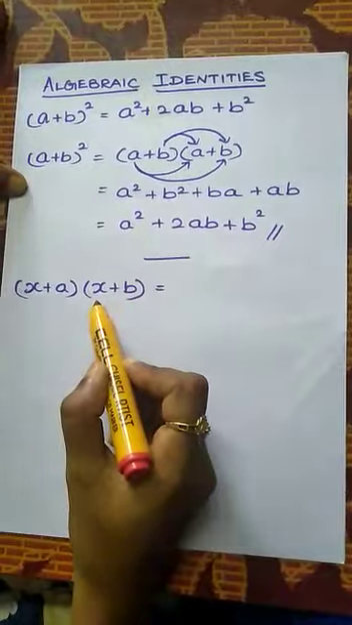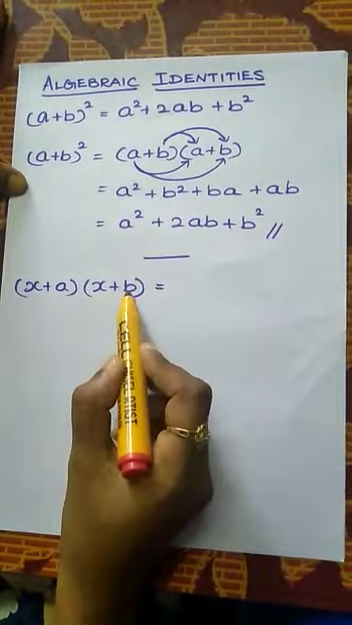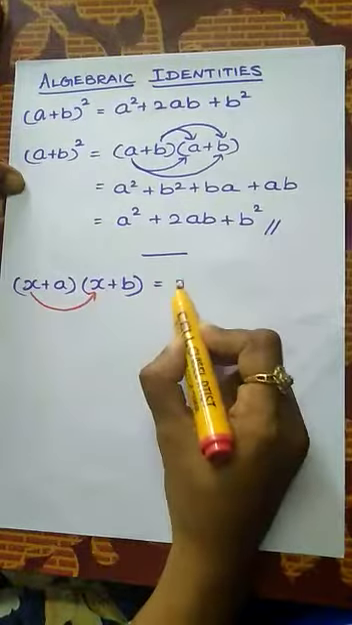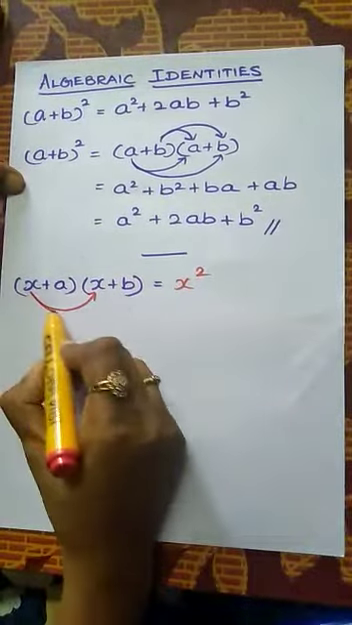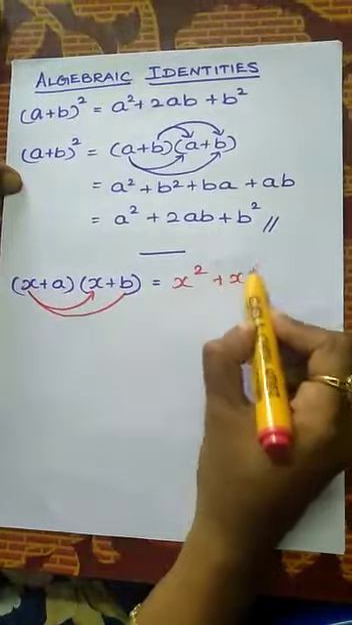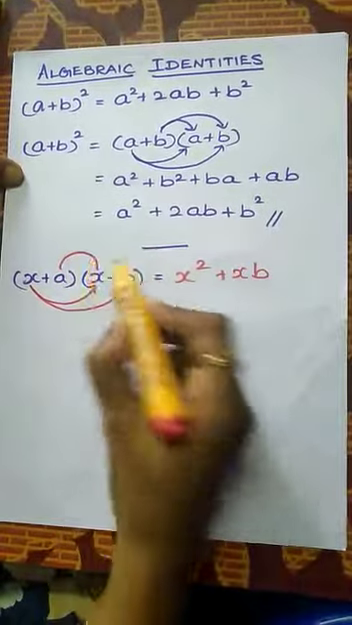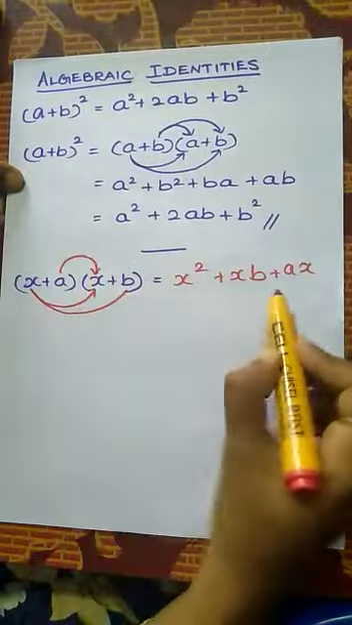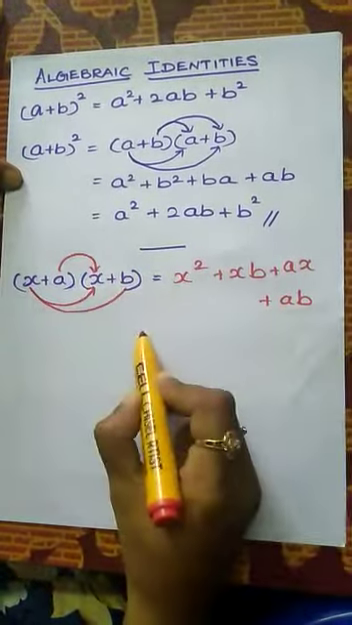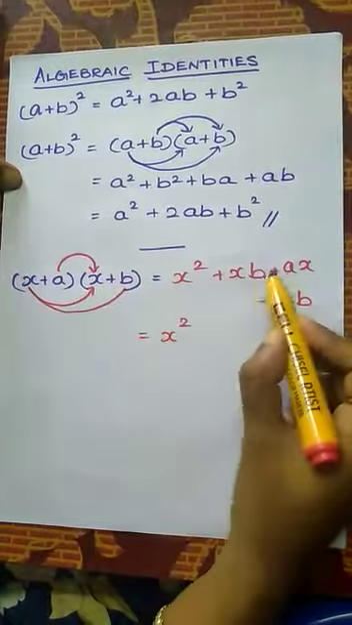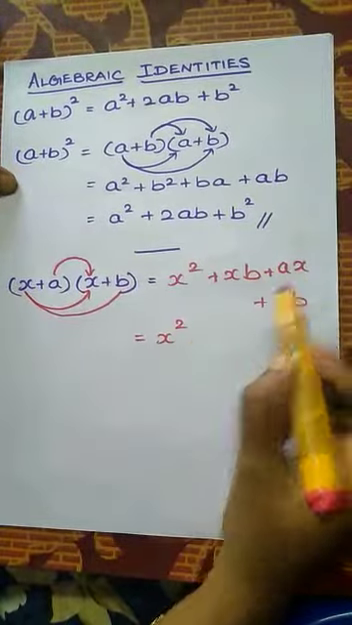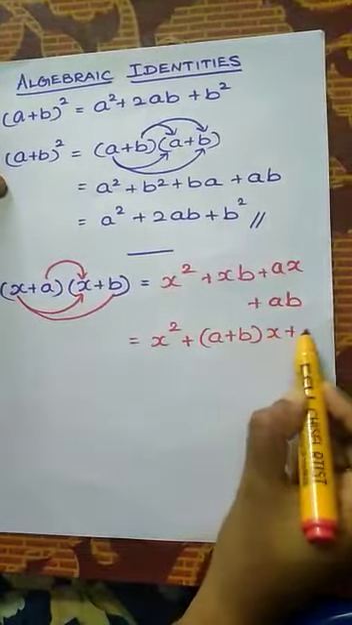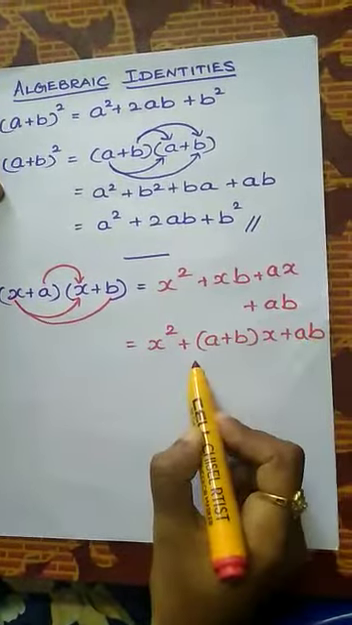The next one, fourth identity, (x plus a) into (x plus b). Same procedure, we have to multiply the values. X into x, x square. Next, x into b, xb. A into x, ax. Next, a into b, ab. Actually, first one is x square. In the middle two terms, x is a common value. So we have to take (a plus b) of x plus ab. This is our fourth identity.